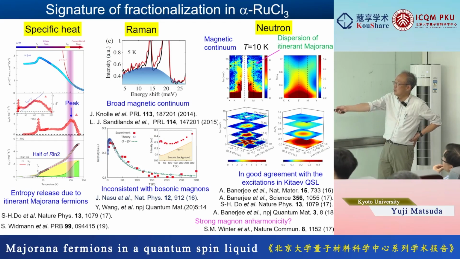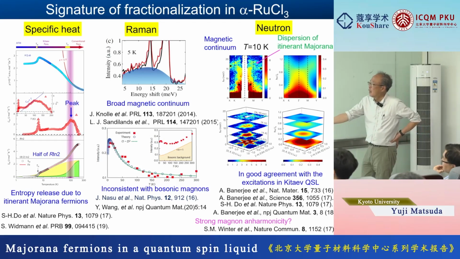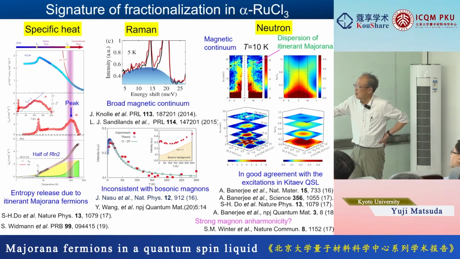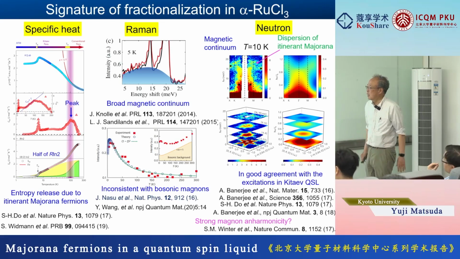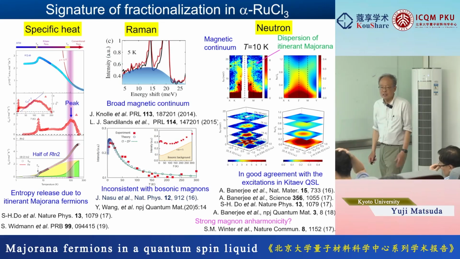The first is the specific heat. The magnetic part of the specific heat shows a broad peak at a temperature corresponding to Kitaev interactions, and nearly half of the R log 2 entropy release occurs at the end point of this peak. So this peak structure has been suggested to be a signature of fractionalization.